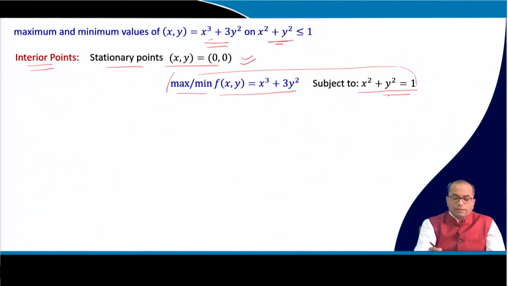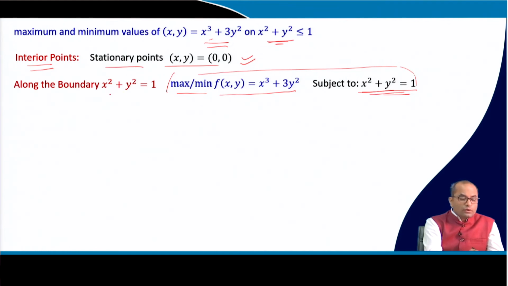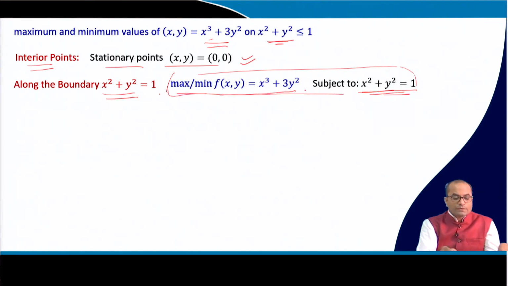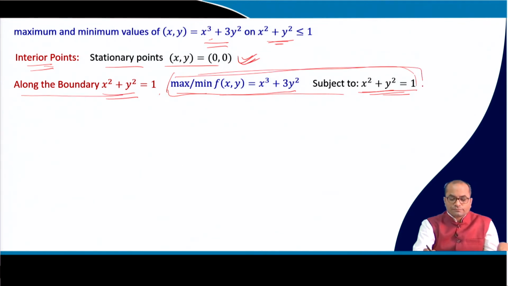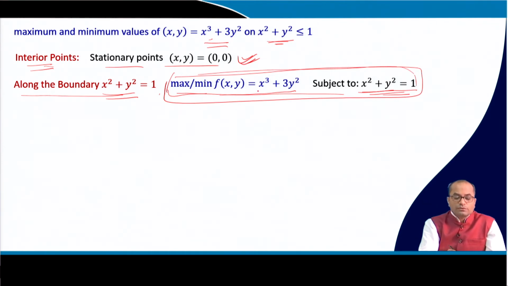But for the second part, earlier we had converted the problem into a problem of one variable. Now we will use the method of Lagrange multiplier, and this constraint x square plus y square is equal to 1, this boundary, will be used as a constraint for the problem. At the interior point we have that stationary point, but along the boundary we want to solve this problem: maximize, minimize f(x, y) is equal to x cube plus 3y square, subject to x square plus y square is equal to 1.